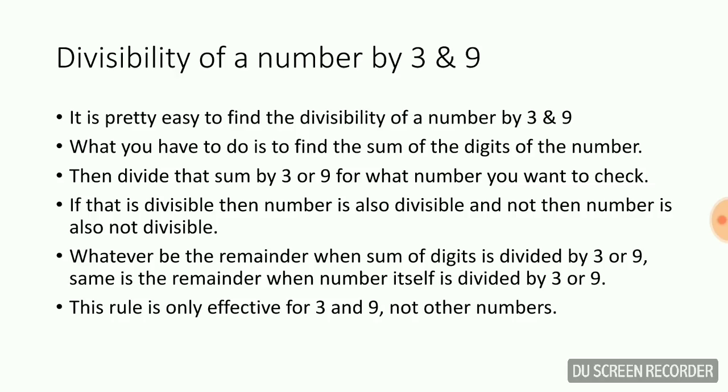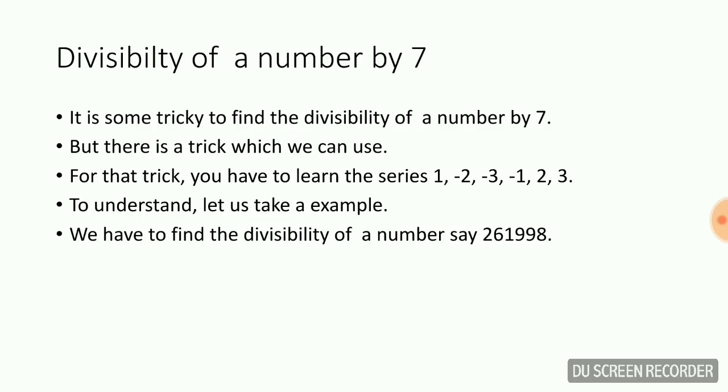Now when we divide 10 by 3, the remainder is what? Remainder is 1. Then similarly, if we divide 253 by 3, the remainder is also 1. So that is an important thing in this trick. Now this rule is only effective for 3 and 9, whether it is the remainder rule or finding the divisibility by digit sum, not for other numbers.